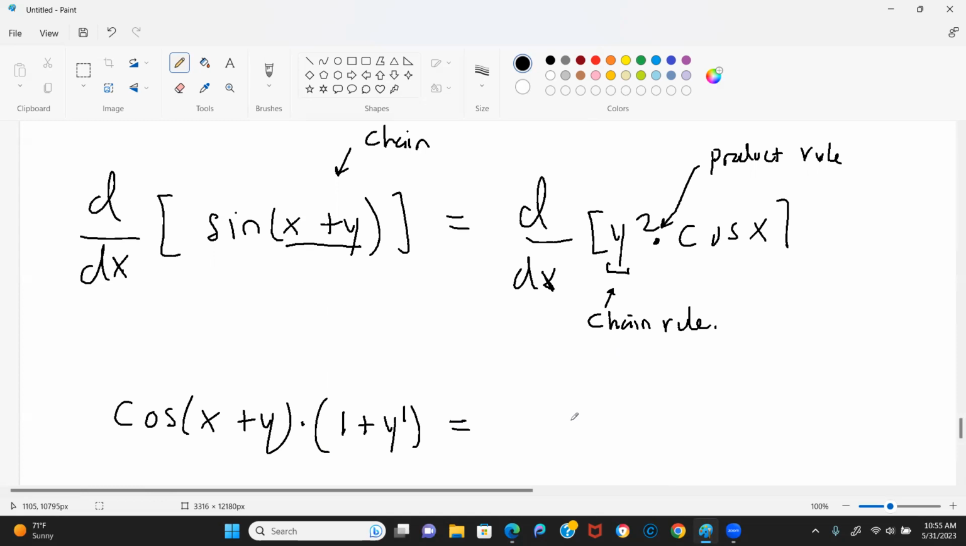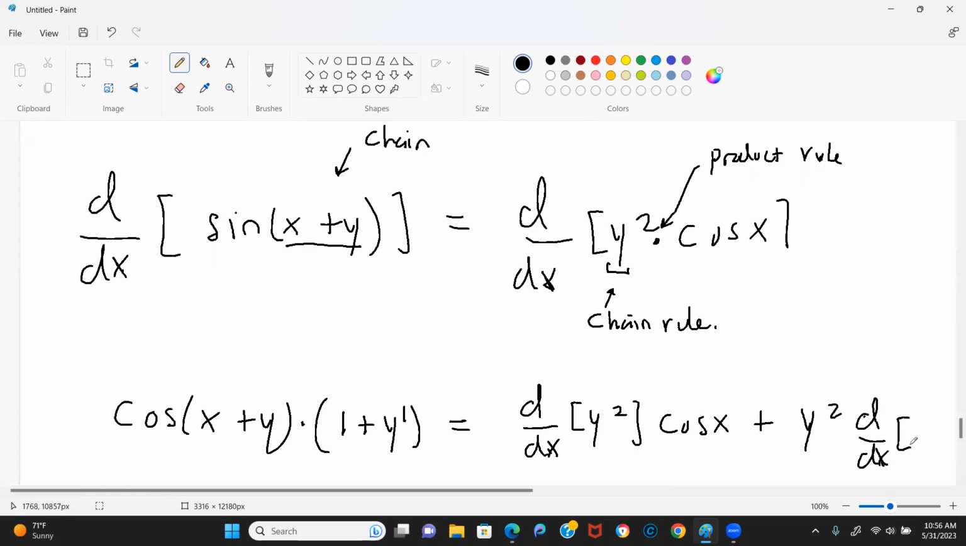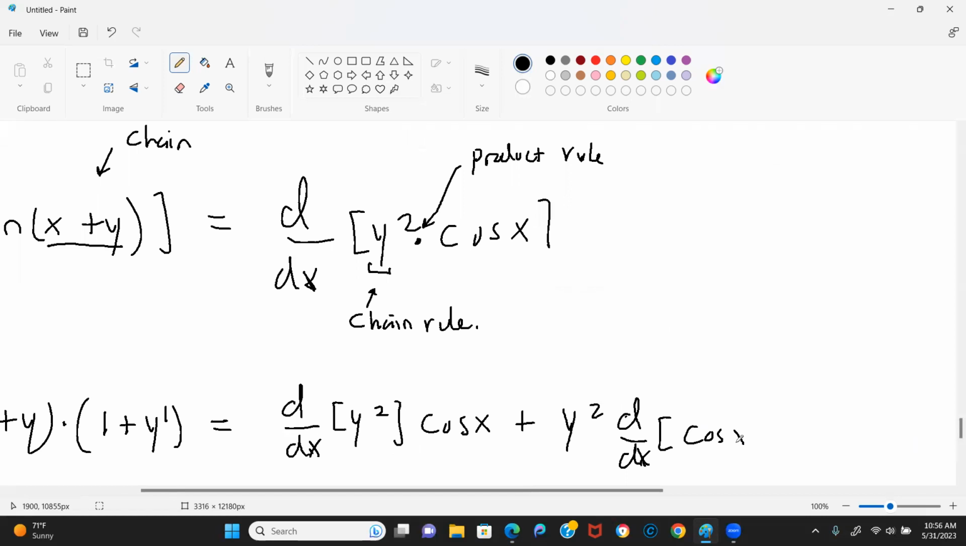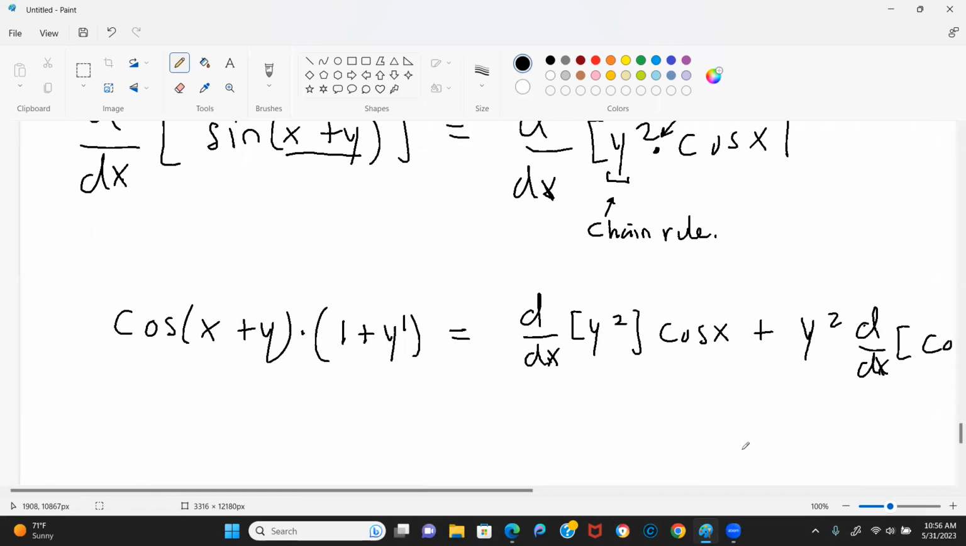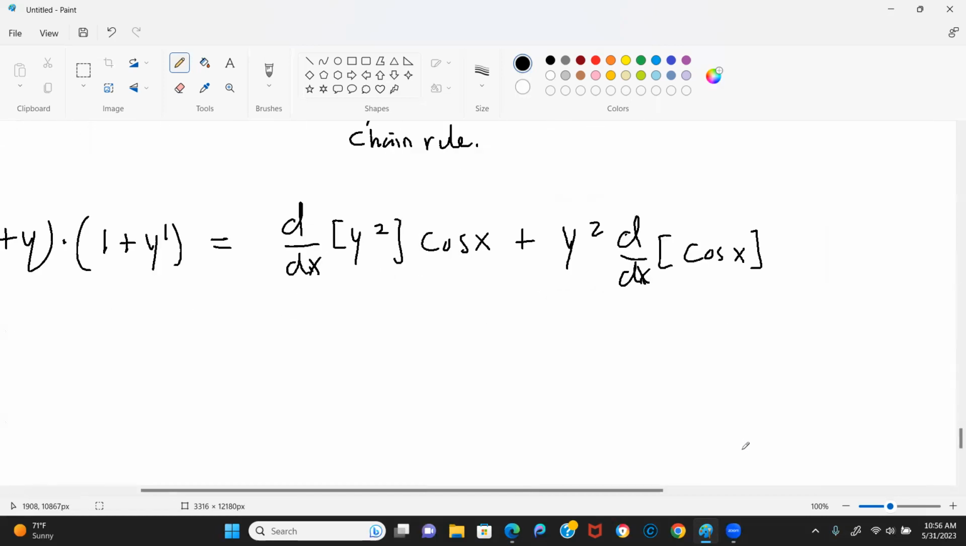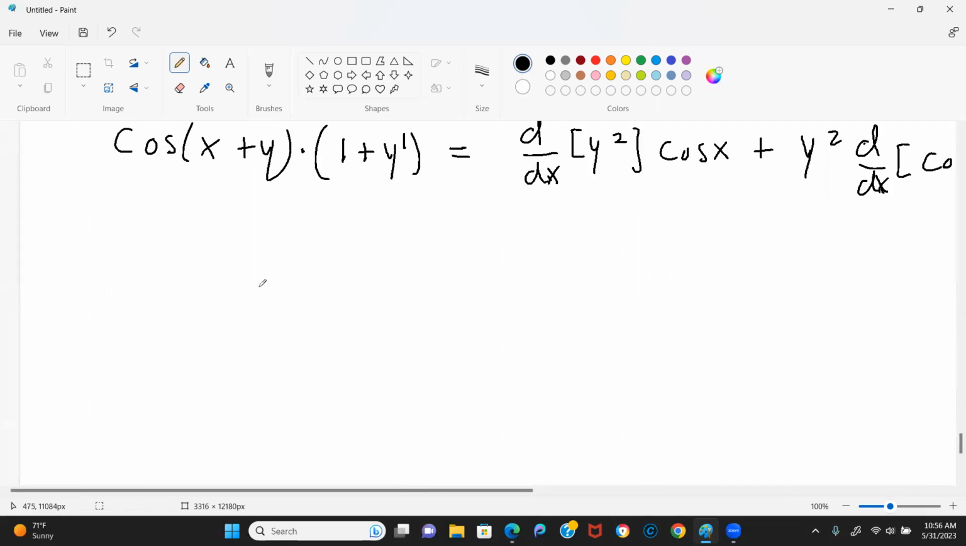And on the right-hand side, we're going to do product rule. So what does the product rule say? Well, it says take the derivative of the first function. So I'll just write it out like that for now. And then times the second function plus the first function times the derivative of the second function, which is cosine of x.